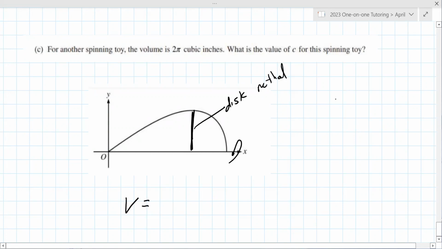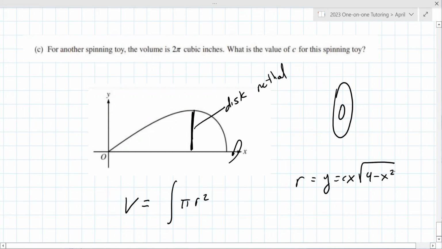Yeah. Washer would be if there was kind of something in between, like the donut method. The disk is solid all the way through. So it's the integral from whatever your start, 2 pi times the integral. I'm sorry, not 2 pi. That's a different one. Pi r squared. And your radius is the y value. So in this case, your radius is the cx square root 4 minus x squared. And we already know that it goes from 0 to 2 because we solved for that in part A.